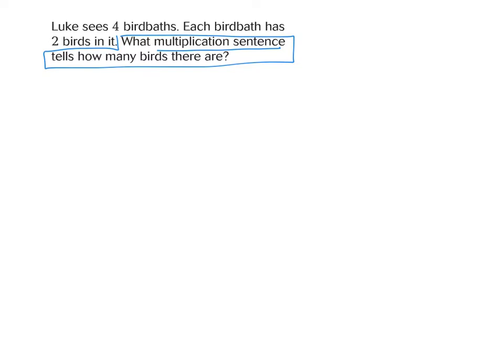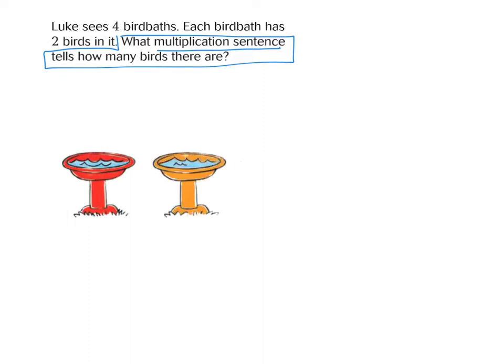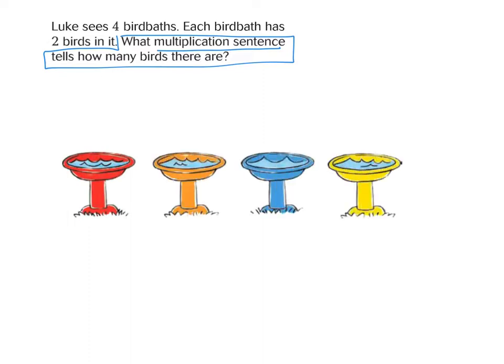So let's read back and see what we know from this word problem. The first thing is that Luke sees 4 bird baths. So let's go ahead and draw 4 bird baths so we can visualize the problem. So we have 1, 2, 3, 4 bird baths. Now we got the first part of this word problem.